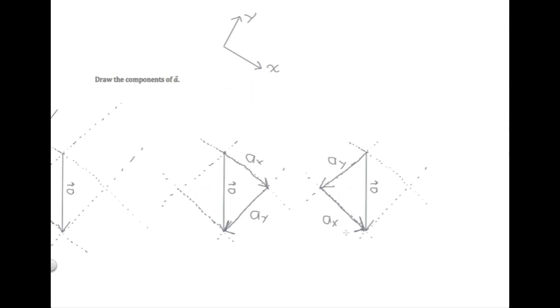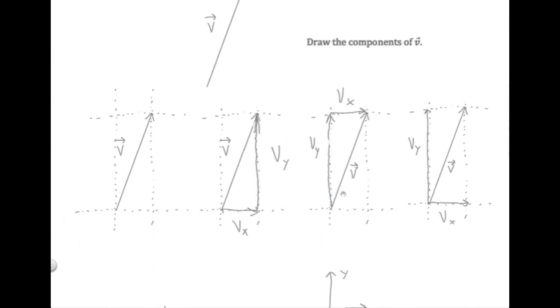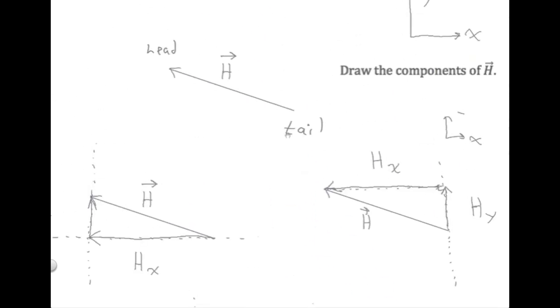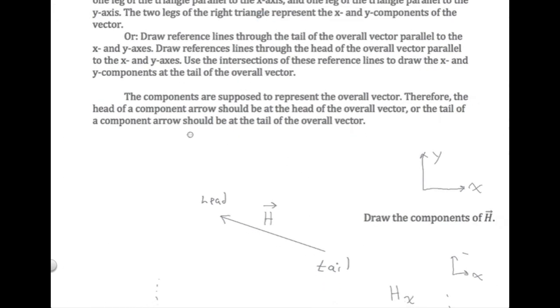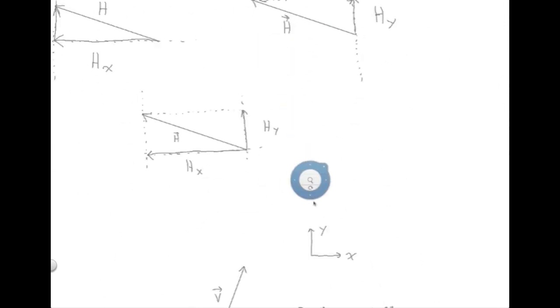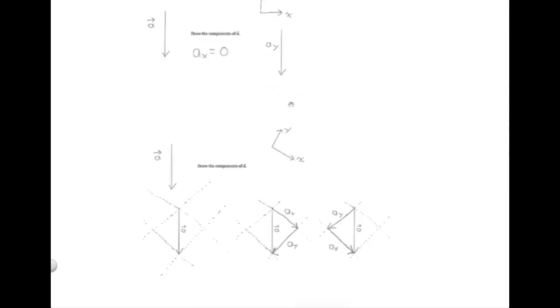All right. So notice that the head of the component should be at the head of the overall vector, and the tail of the component should be at the tail of the overall vector. Notice that doesn't mean that the tail of the component is at the tail of the other component. Here we have a component head and a component tail, but what I'm saying is that the head of the component should be at the head of the overall vector, and the tail of the component should be at the tail of the overall vector. That's what we said here. Head of the component at the head of the overall vector, and tail of the component at the tail of the overall vector. That's the general method for figuring out the directions.